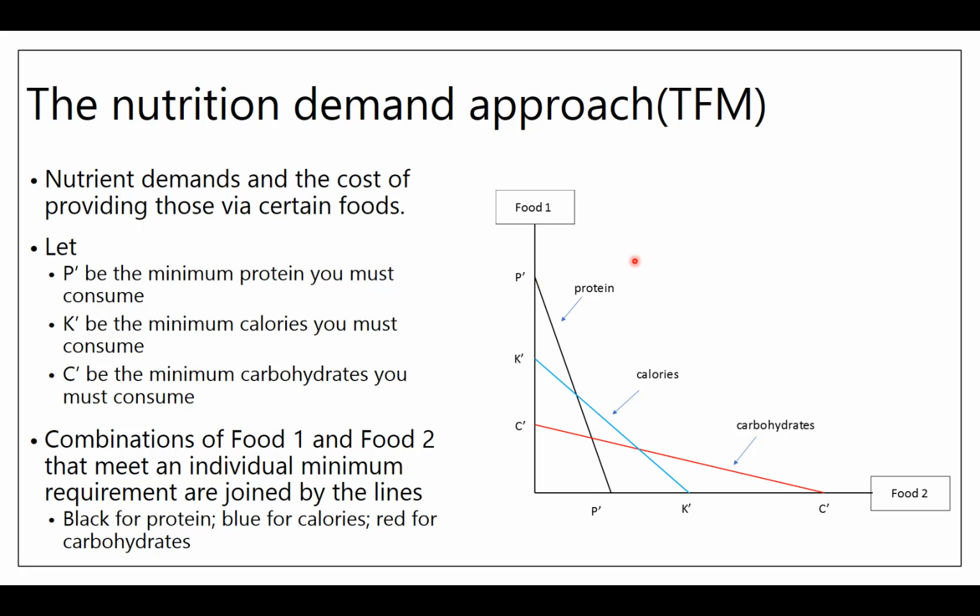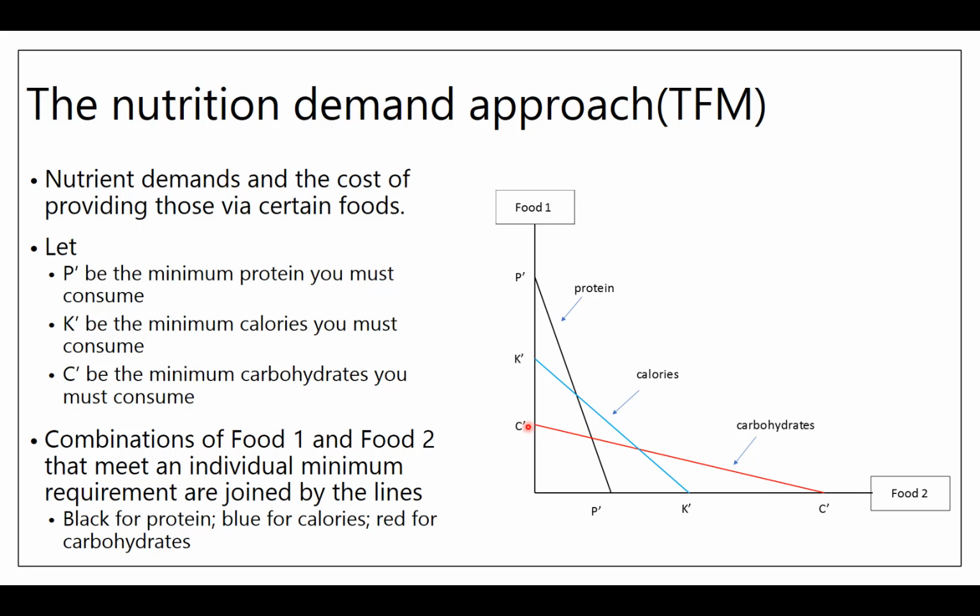Anything on this side of the line will exceed the protein target, and anything on this side of the black line would be insufficient. It will not meet our protein target. And then we could move down here and say the same thing for calories. We have a calorie target. This is how much of food 1, this is food 2. The blue line traces the combinations, and you need to be on the right and above to exceed it. Anything on the inside of the blue line will fail to give you enough calories.